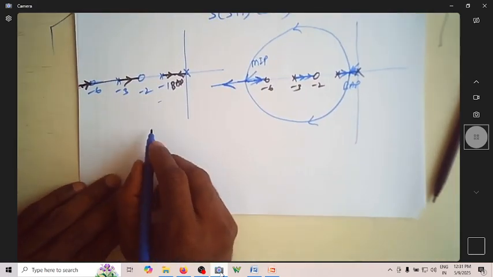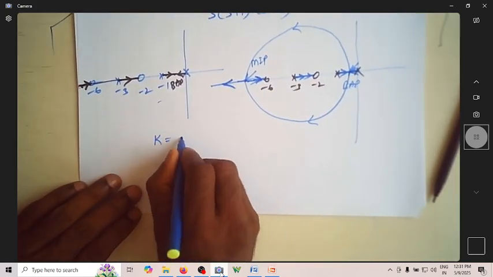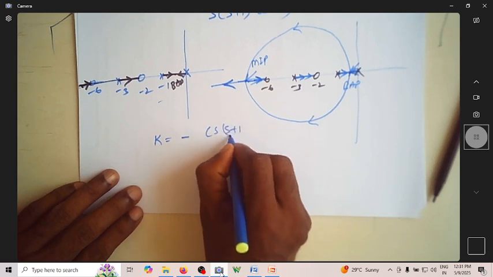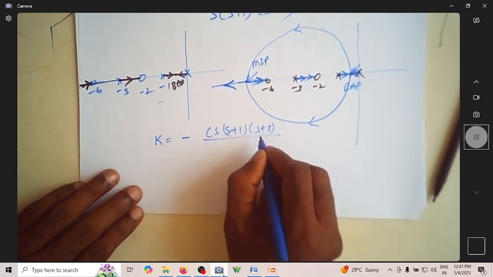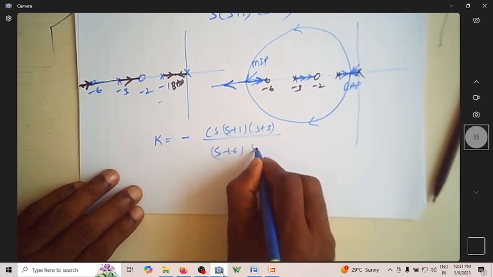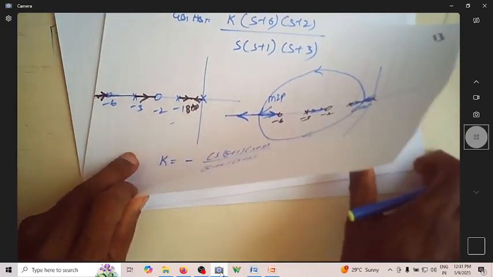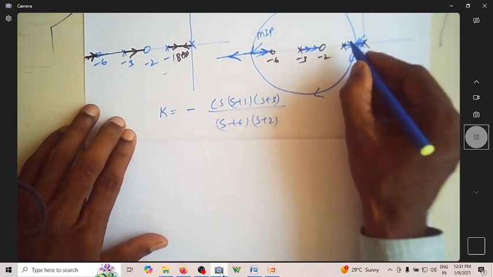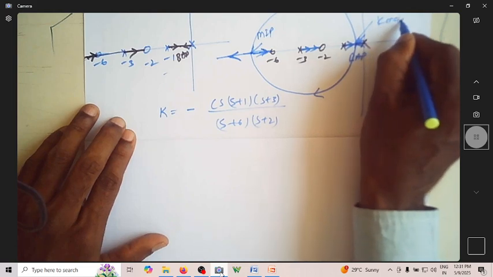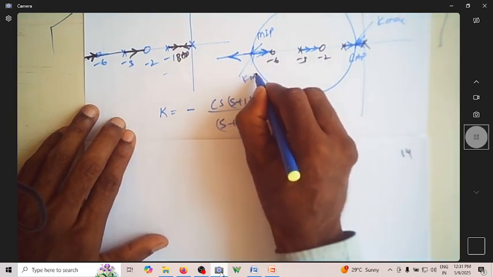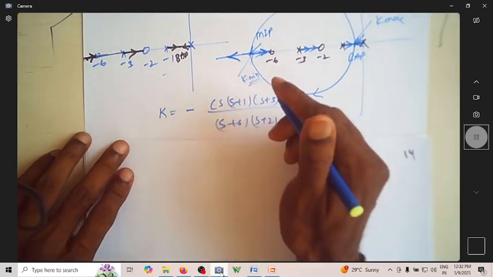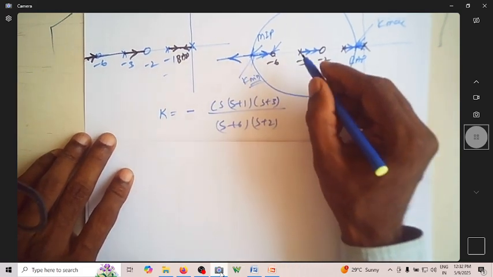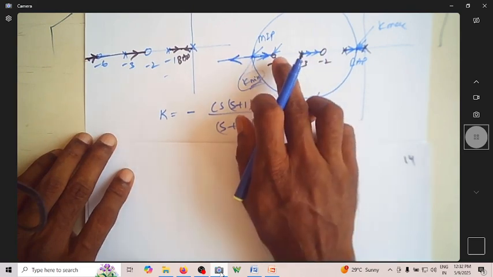For which I can directly write this k. K is nothing but minus s into s plus 1, s plus 3 divided by s plus 6 and s plus 2. So let me find out two values of k. One value of k will be k max here, and one value of k will be k minimum here. K minimum. Why is it k minimum? Because we know that when k is equal to infinity, it will reach 0 and it will go to infinity. You are looking at the minimum value of k between -6 and infinity.